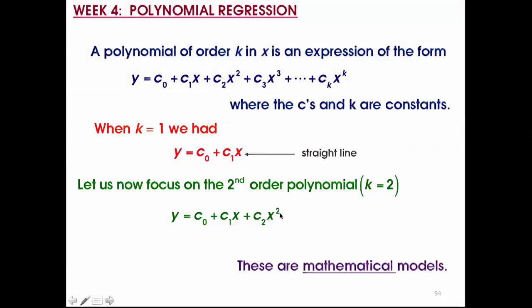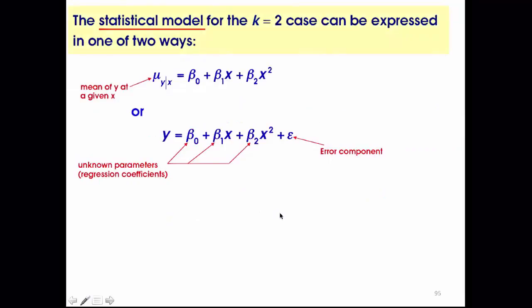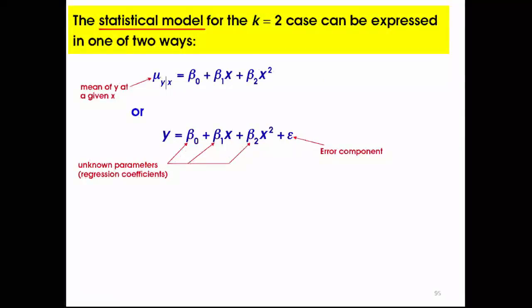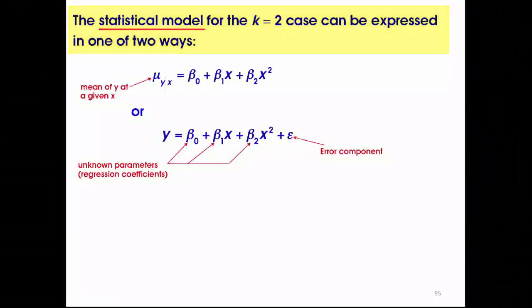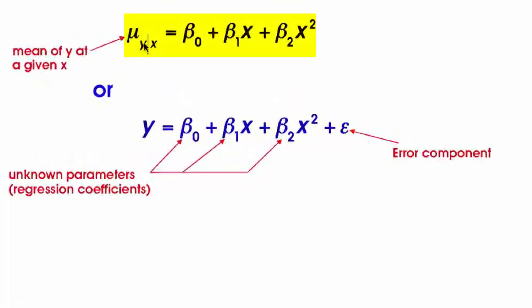Now, by the way, these are mathematical models. The statistical model for the k equals 2 case can be expressed in one of two ways. First, we can write it as the mean value of y given x is beta naught plus beta 1x plus beta 2x squared. By saying the mean of y given x, we're talking about the fact that once we plug in x, we're not going to get y exactly. So this is the mean response that we expect.